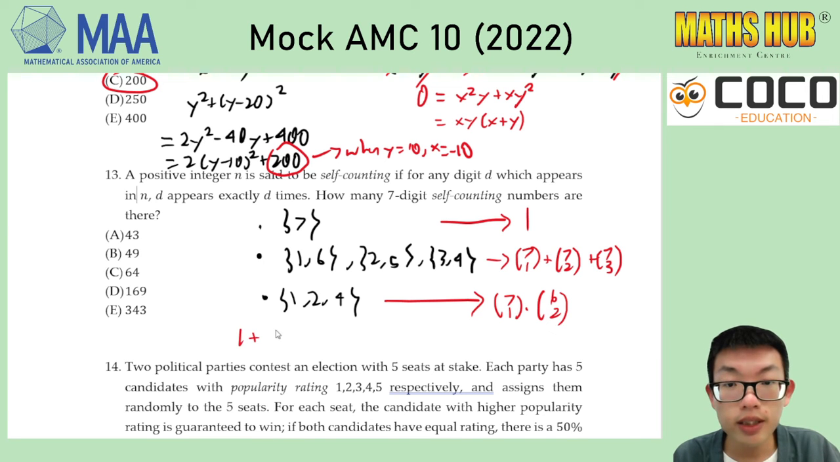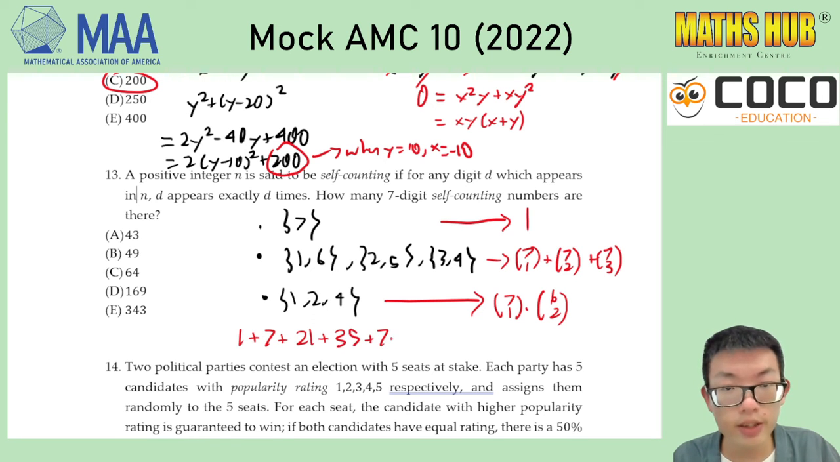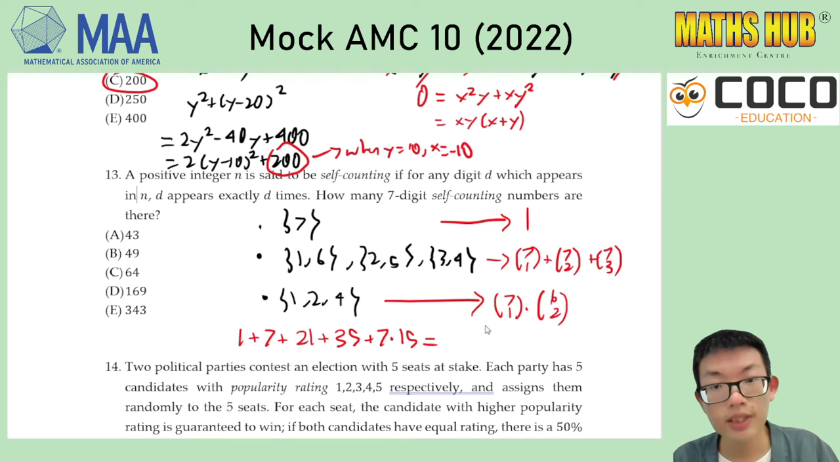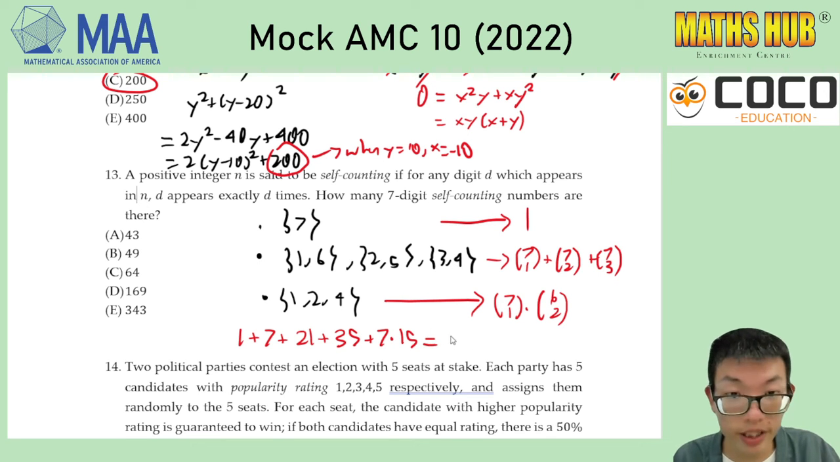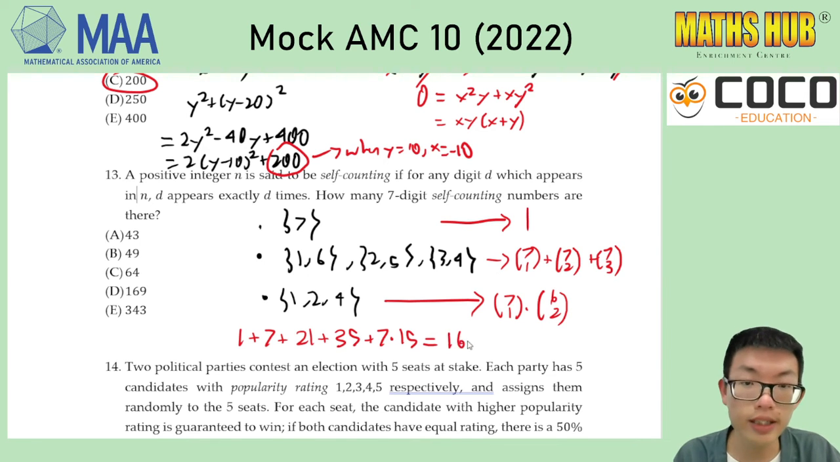So 1 plus 7 choose 1 is 7. 7 choose 2 is 21. 7 choose 3 is 35. 7 times 6 choose 2 is 105. So if we got all of this right, we get 1 plus 7 plus 21 plus 35 plus 105 is exactly equal to 169.